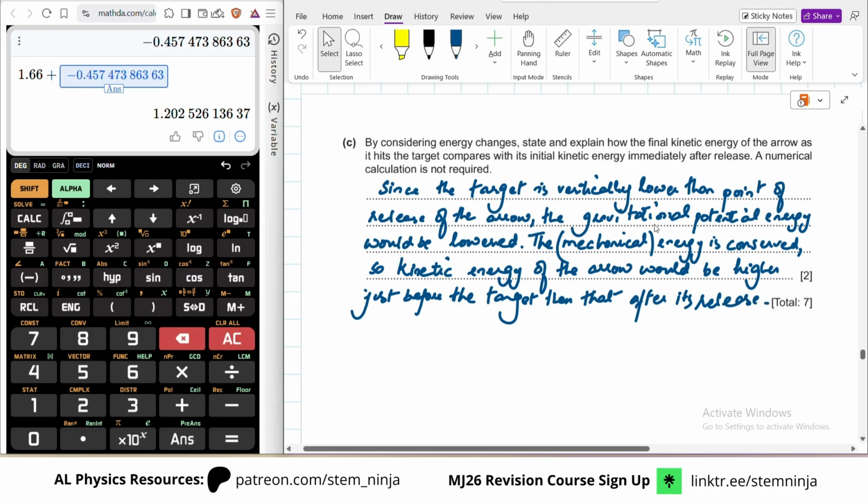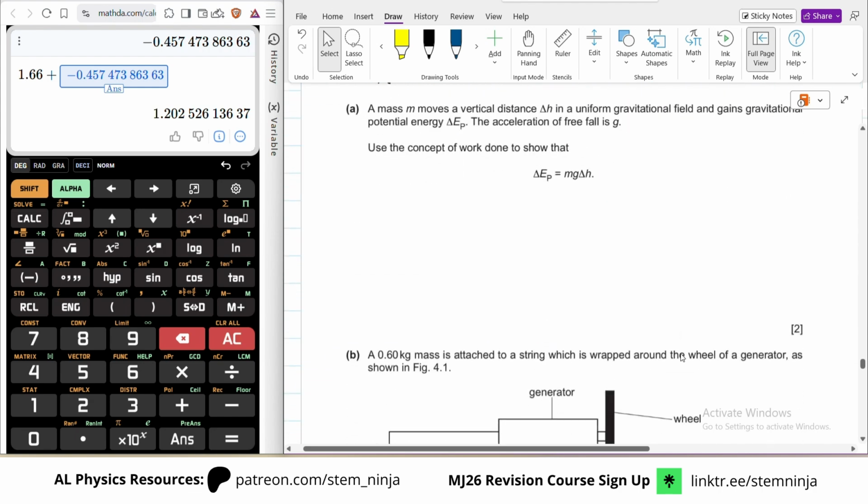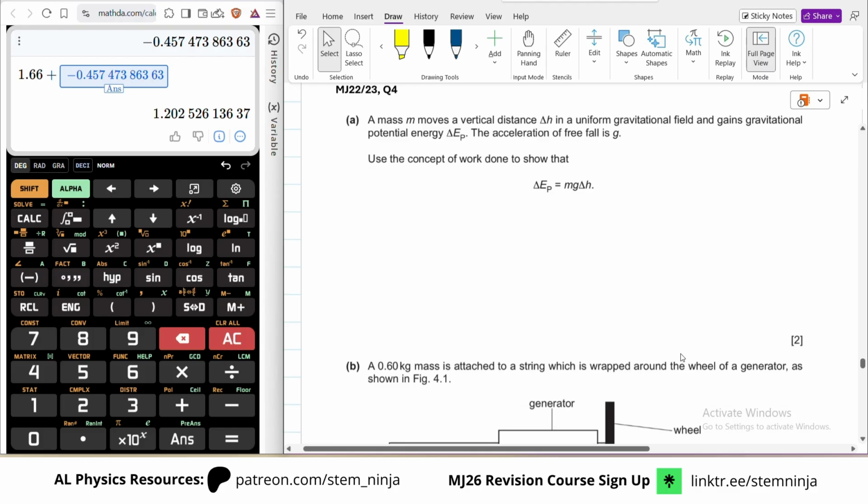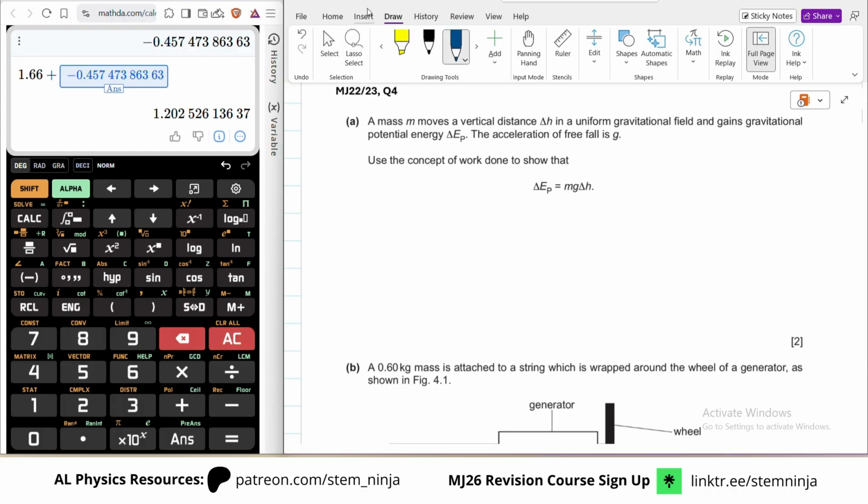Okay. Alright, let's see one more question. A mass m moves a vertical distance delta h in a uniform gravitational field and gains a gravitational potential energy EP. The acceleration of free fall is g. Use the concept of the work done to show that EP is equal to mgh. So use the concept of the work done.